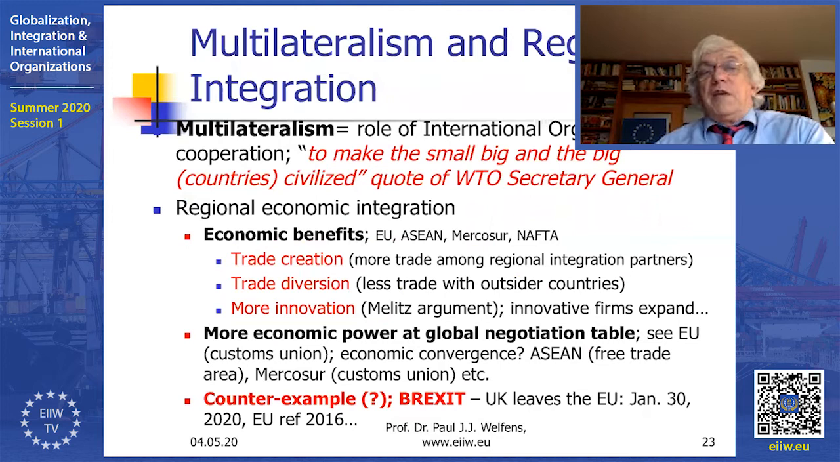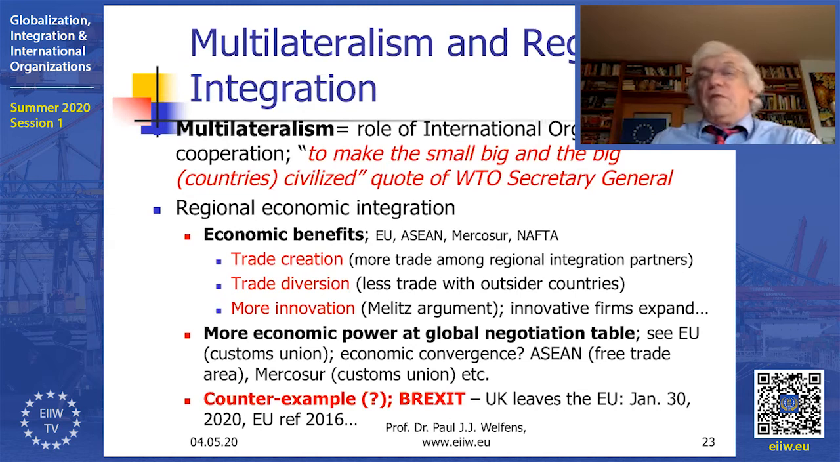Okay, multilateralism is important. It's important certainly also from an EU perspective. The European Union itself is a multilateral organization. We had 28 countries. Now, after Brexit, we have only 27 countries because the UK left the European Union on January 31st, 2020. And if we think about regional economic integration, we obviously have economic benefits. Otherwise, the EU, ASEAN, Mercosur, or the three-country group Mexico, Canada, US, the so-called NAFTA, would not exist.